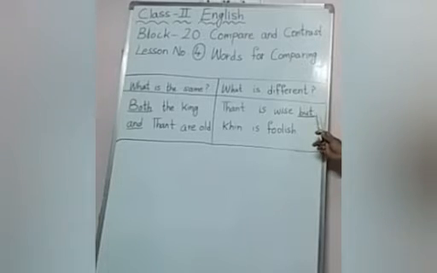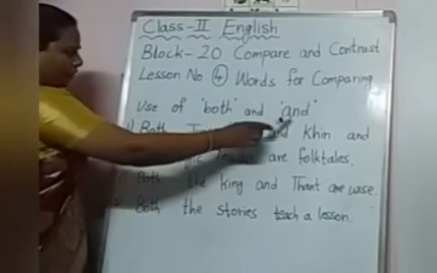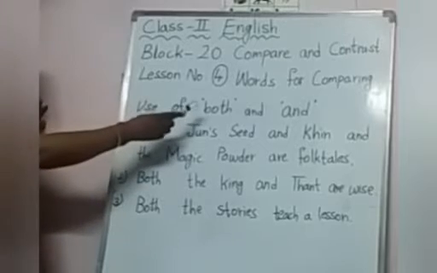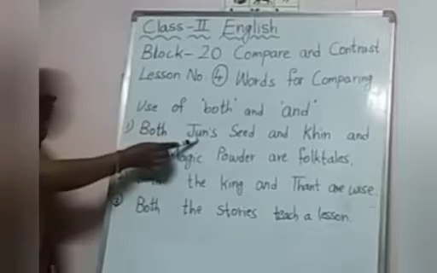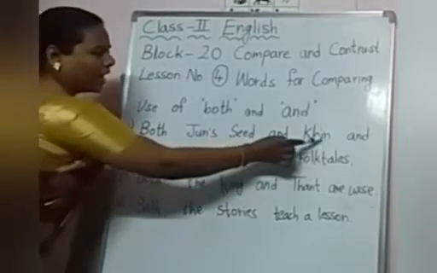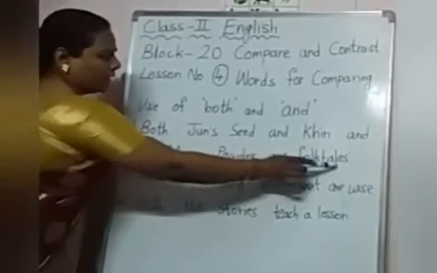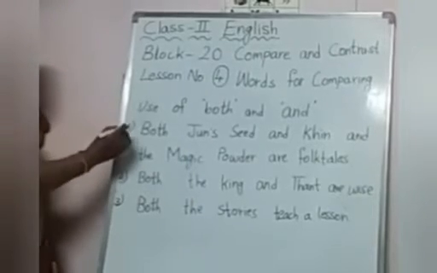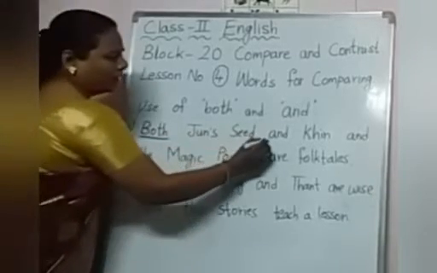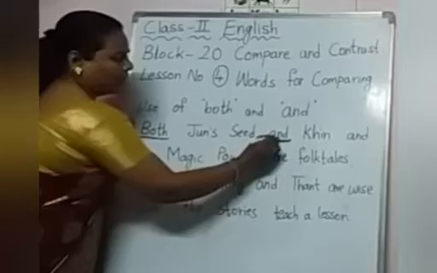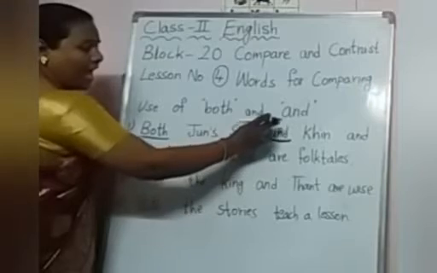Okay, children? Use of both and. When we are using these words. So, see, children, here some sentences are there. Both Jan's Seed and Ken and the Magic Powder are folktales. Here, children, both. We are using the words both and. When we are describing the same things about two story names, we are using both and, children.